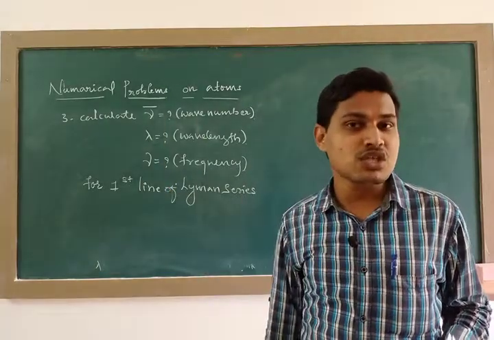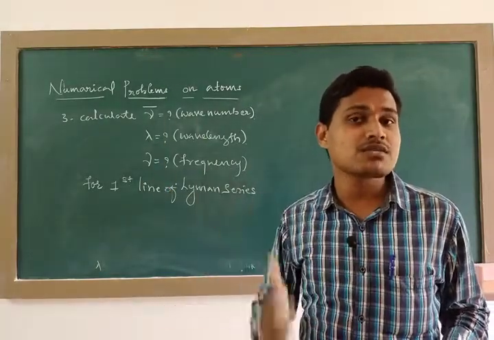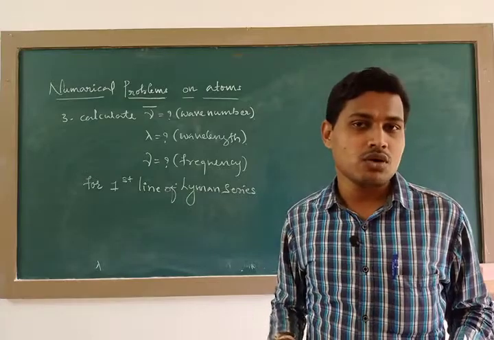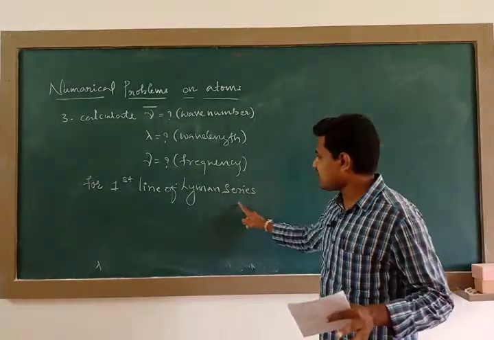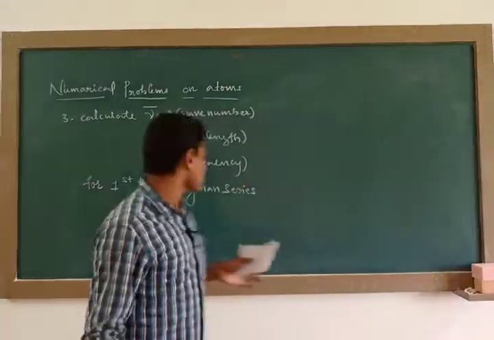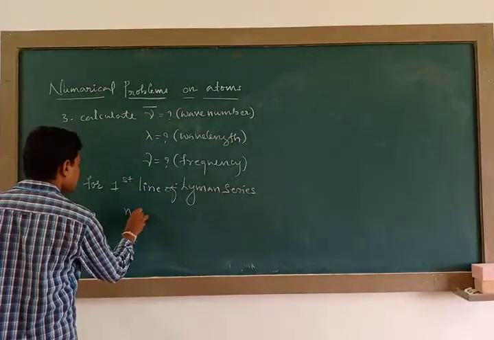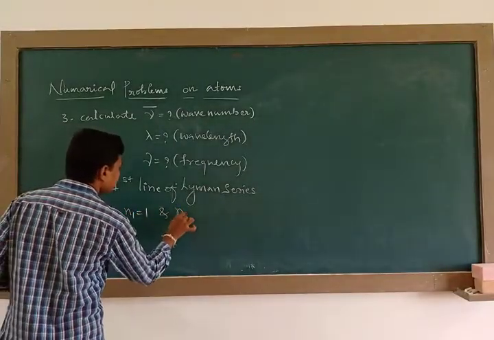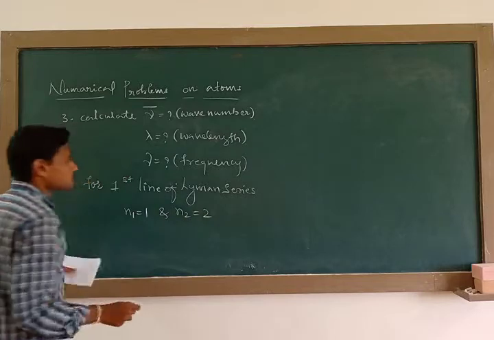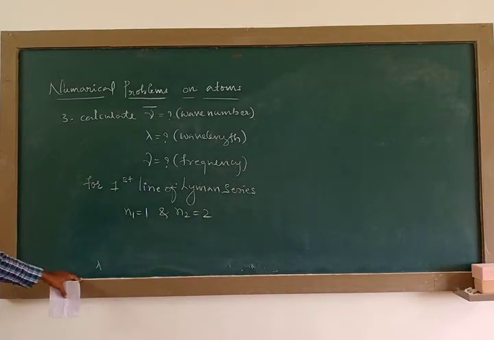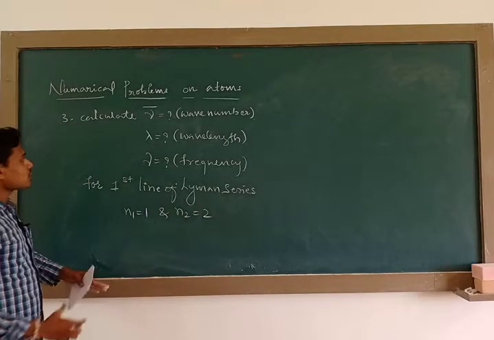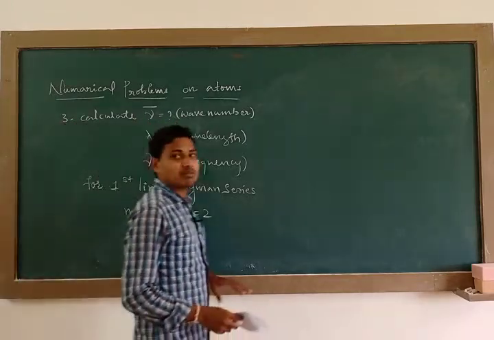Respectively for other series also. For Balmer, that is 3 to 2, the first line. So here for the first line of Lyman series, what should the transition be? N1 is equal to 1 and N2 should be 2. If this is the condition, they are asking to calculate wave number.